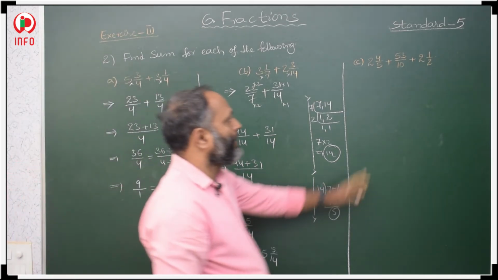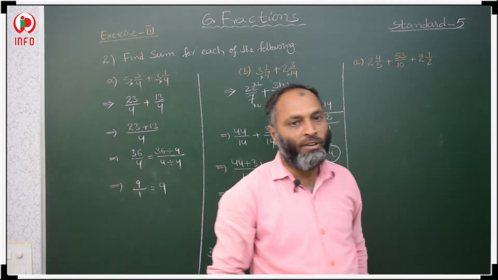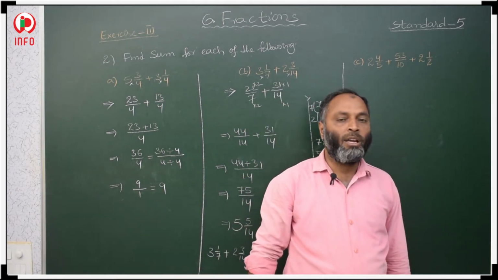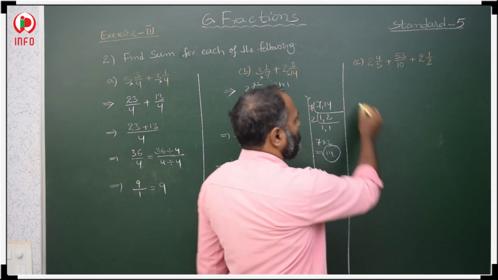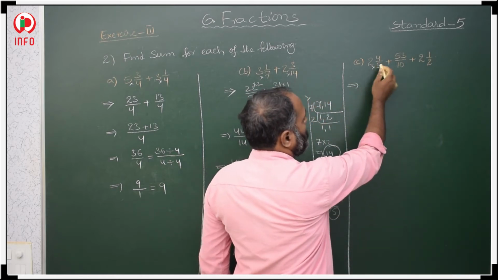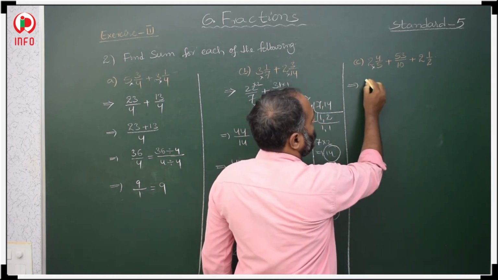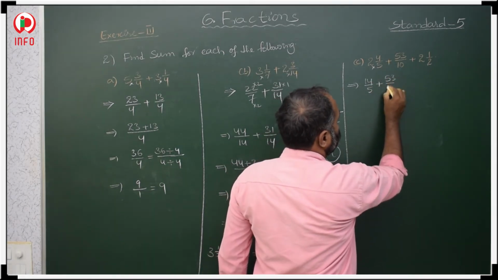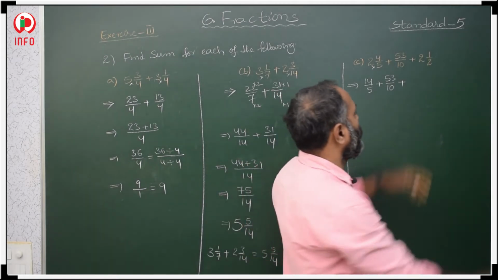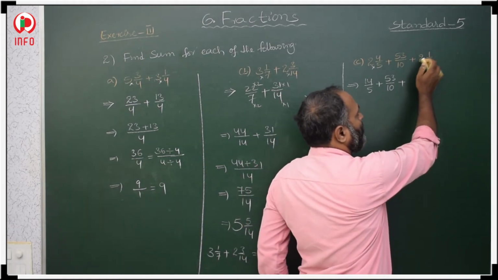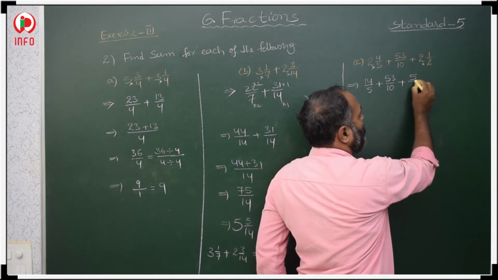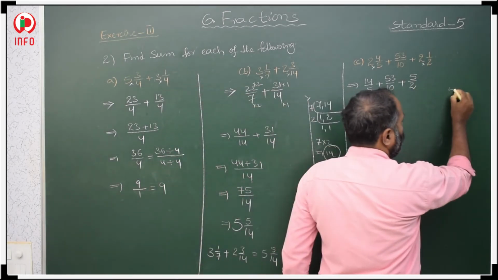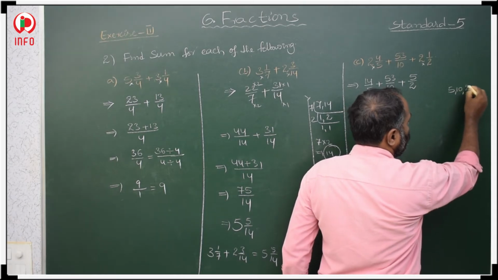Next, here two mixed fractions and one improper fraction are given. How to add? First, we convert the mixed fractions into improper fractions. Then we multiply. 5 2s are 10. 10 plus 4, 14 by 5. Then 53 by 10 as it is. Now we multiply these two. 2 2s are 4. 4 plus 1, 5. 5 by 2.